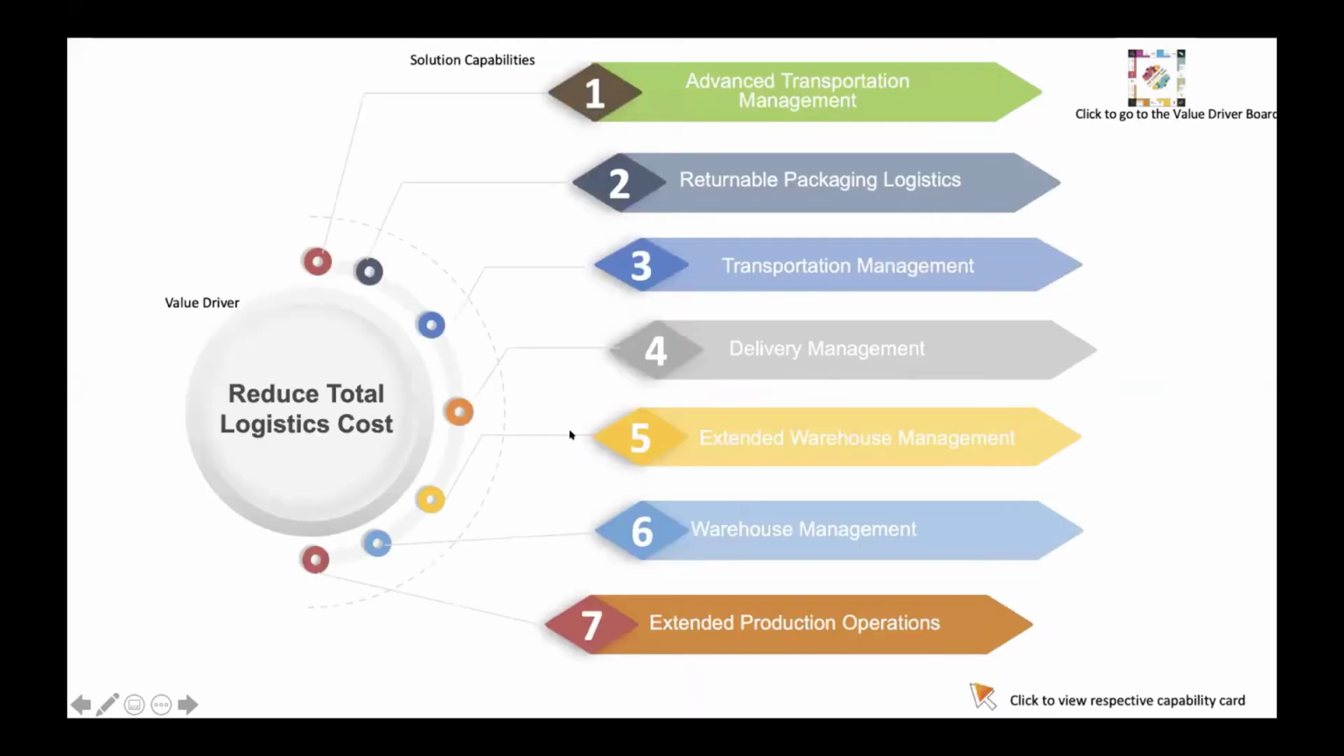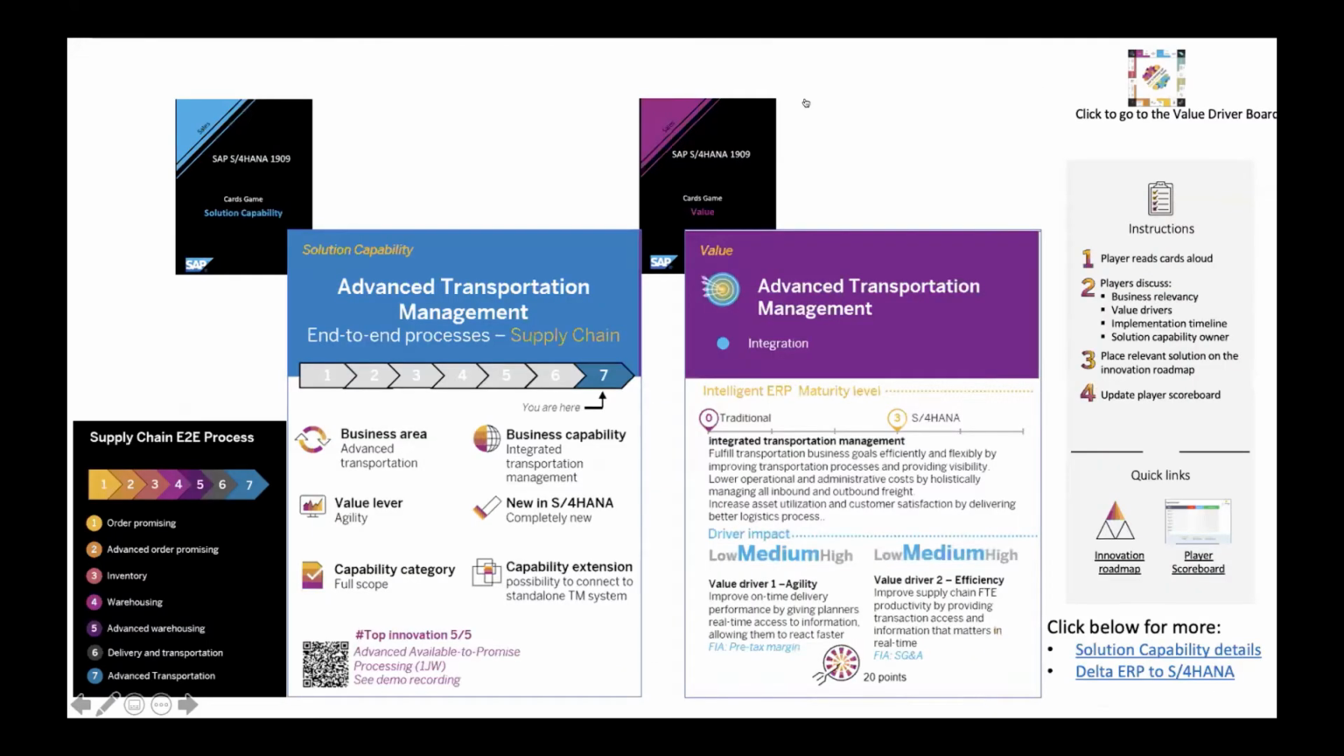And then the game shows the mapping of the different solution capabilities to the value driver. For example, with S4HANA, you have 7 different options in supply chain itself to help reduce your total logistic cost. So either you can look at advanced transportation all the way down to extended production operations. Now, if the customer needs more information, on a click of a button, you can then look at all the information regarding this capability. For example, how advanced transportation can help them.